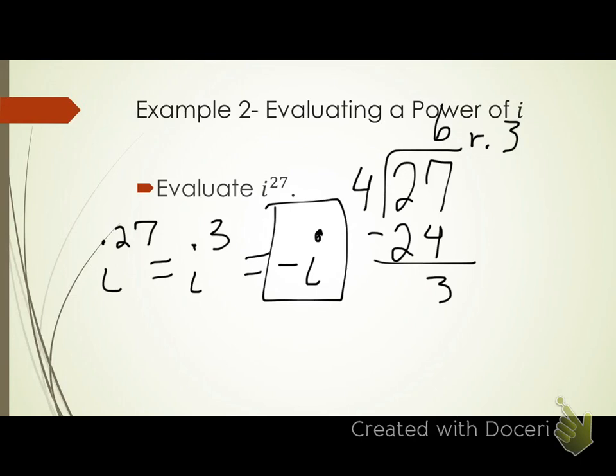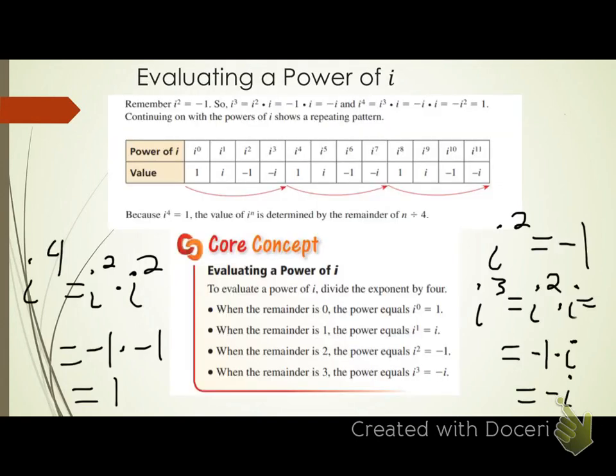The answer is going to be one of these 4 options. It's either going to be 1, i, -1, or -i. Every time. Because like it shows on this chart right here, that pattern just keeps repeating every 4 units. Okay?